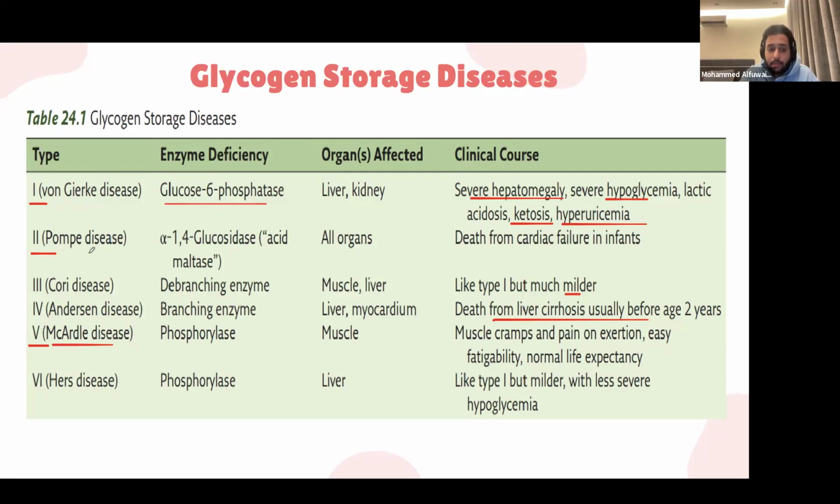Von Gierke, Pompe, McArdle. Von Gierke, severe hepatomegaly, hypoglycemia, lactic acidosis, hyperalaninemia, ketosis, hyperuricemia, and so on. Pompe, cardiac. McArdle, muscle. Okay?